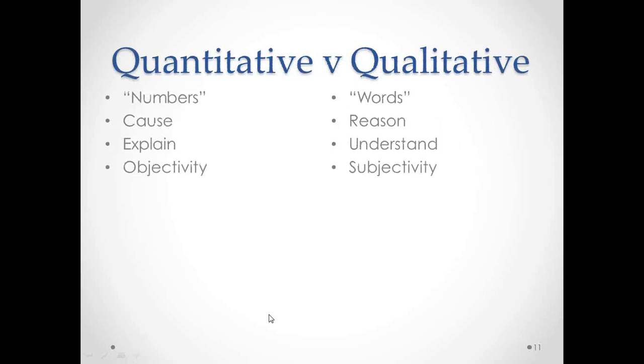If we're talking about quantitative research, we might be talking about "numbers." I've put it in inverted commas because people get preoccupied with the assumption that there has to be a number, a statistic, a particular measure. That's not always the case. There may be numbers, but more importantly, a quantitative piece of research is about cause. It's seeking to explain something, and it takes a very objective stance to that explanation.